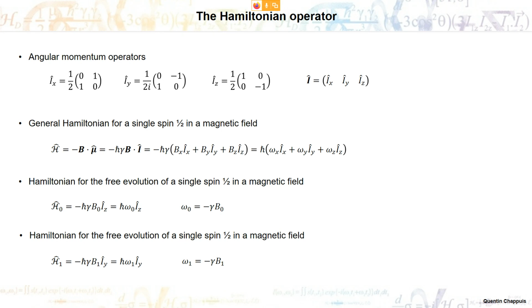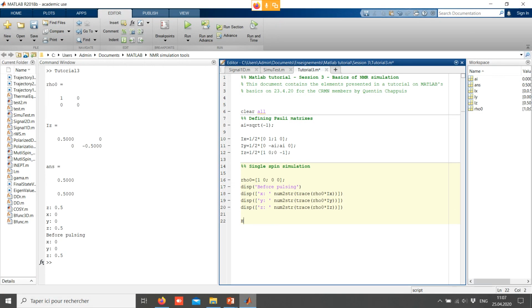Let's go back to MATLAB and write these two Hamiltonians. For free evolution, I take Iz, and I need to give it a frequency. I will define the frequency here. Let's start by saying that it's 10 Hertz. I want to convert it into radians per second. So this is simply my Hamiltonian for free evolution. Now for the pulse, assume that I have a B1 radio frequency pulse of 30 kilohertz, again in radians per second.